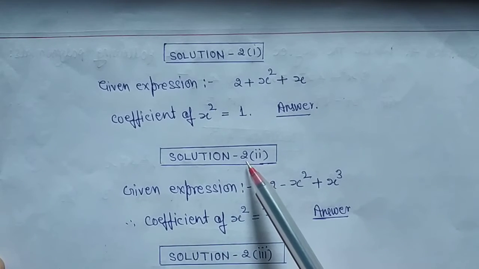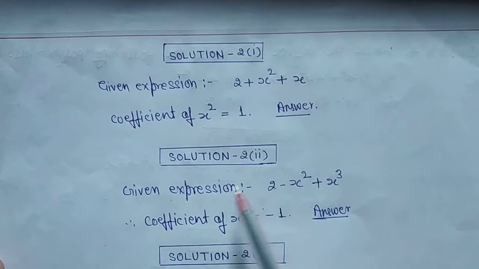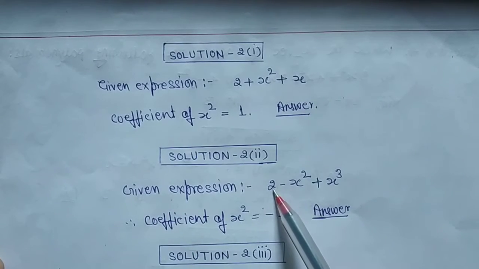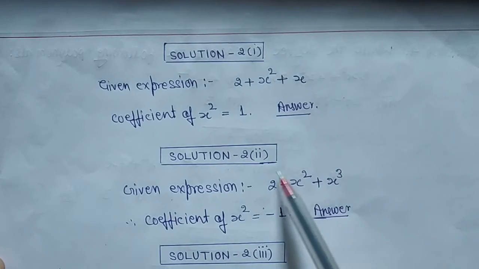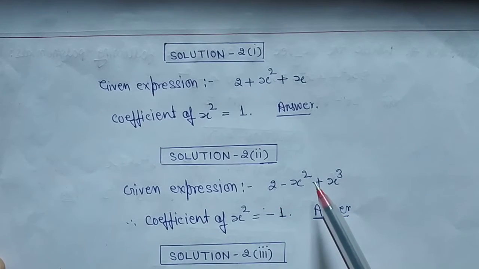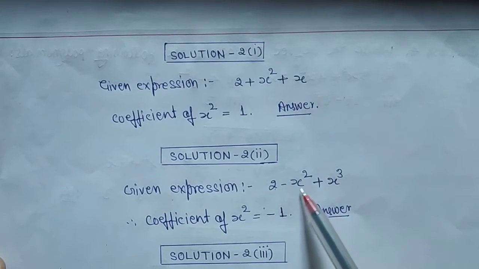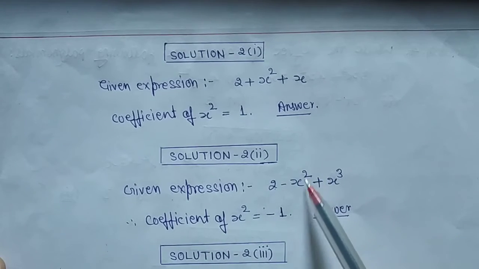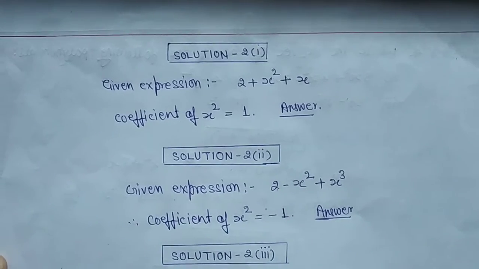Solution number 2, second part. Given expression is 2 minus x square plus x cube. In this expression there are 3 terms. We have to find the coefficient of x square. Here in this term the coefficient of x square is minus 1. The coefficient of x square is minus 1.